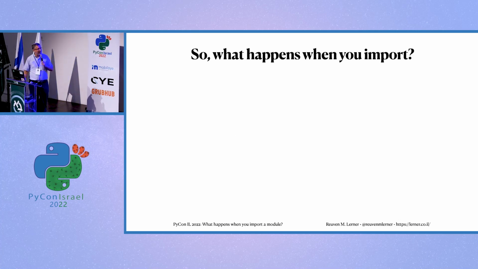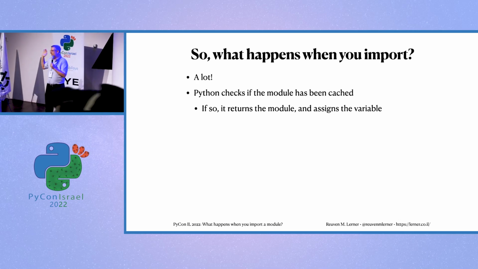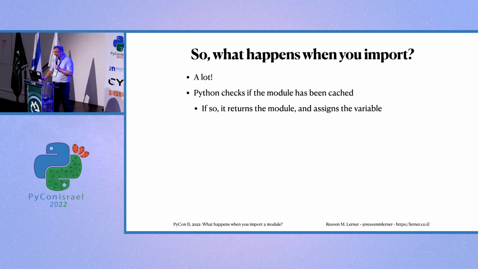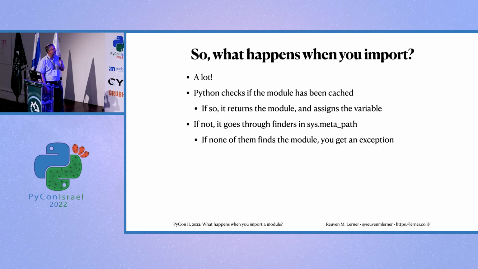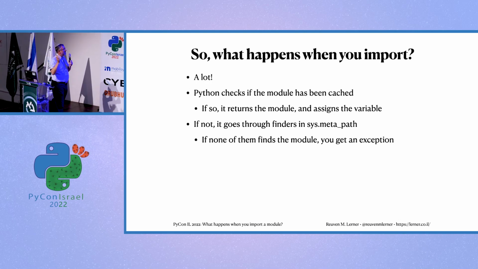So let's summarize things a little bit. What happens when you import? A lot. Okay, let's summarize things a little less. So first of all, Python checks to see if the module has been cached in sys.modules. If so, then it just returns the module and assigns the variable, we're done. If not though, then it goes through each of the finders in sys.meta_path. If none of them finds the module, then you get an exception.